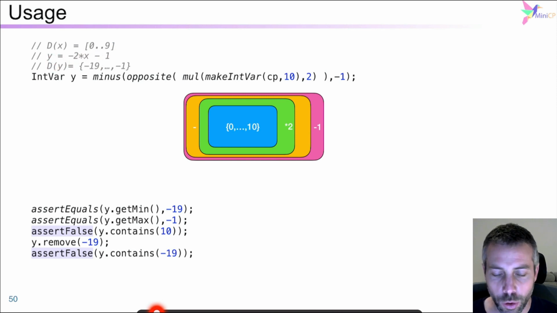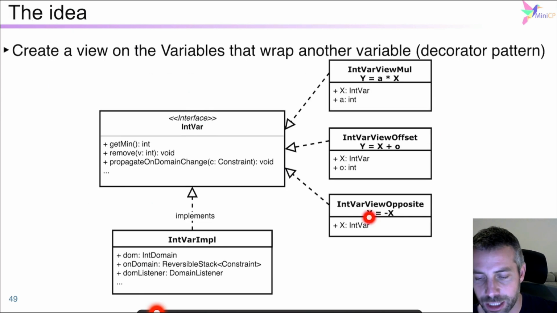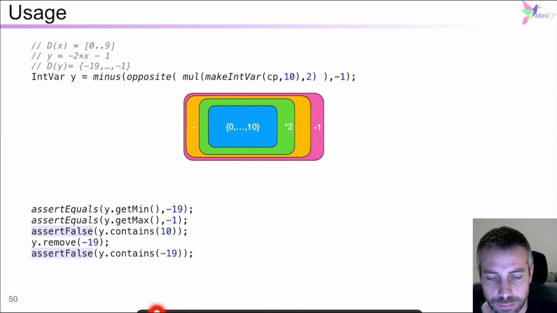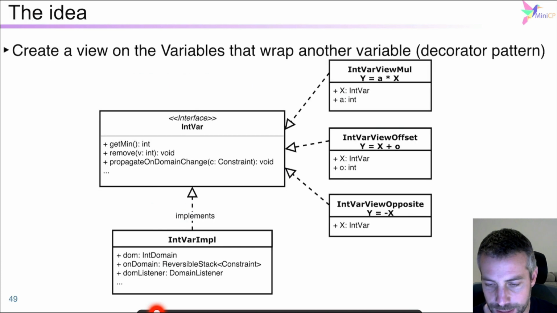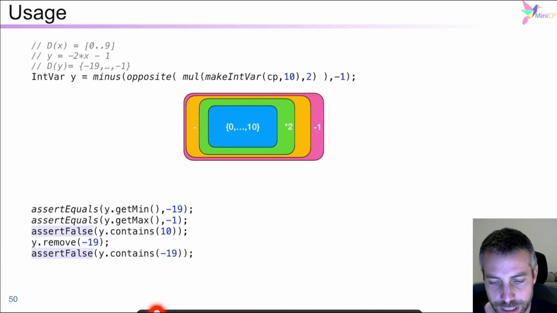We have already implemented inside the factory method of minicp the methods minus, opposite, and mul that allow you to create easily the offset view, the multiplicative view, and the opposite view that we have shown just before in the architecture. So the factory method will instantiate this class for you. To create this view, the first thing that we need to do is multiply it by 2, because the offset view requires that A is a positive number. So we call the mul method of our factory with the parameter 2 to compute 2 times x.